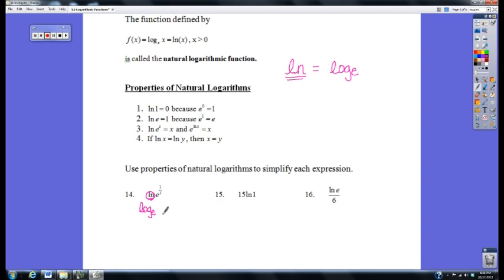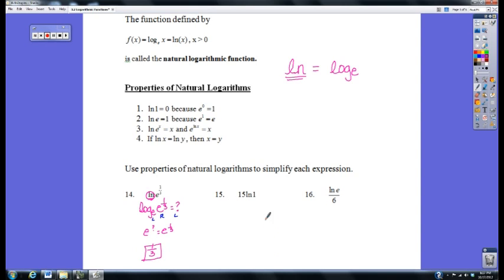So down here, when you see ln, let's replace that with log base e. That means log base e of e to the 1/3. Let's figure out what that equals. Left, right, left. e to something equals e to the 1/3. What exponent of e equals e to the 1/3? That would be 1/3.